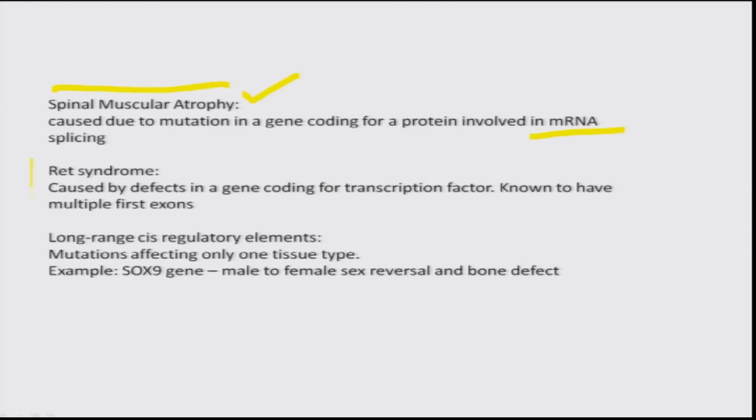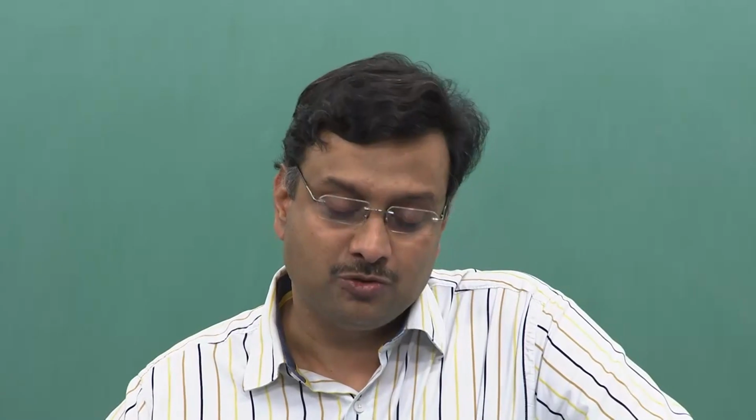Another example is Rett syndrome, one of the common mental retardation syndromes, caused by a defect in a gene that codes for a transcription factor. And what is interesting here is that this particular gene is known to have multiple first exons, each having a different promoter, and depending on which one has a mutation, you would have distinct forms of mental retardation.